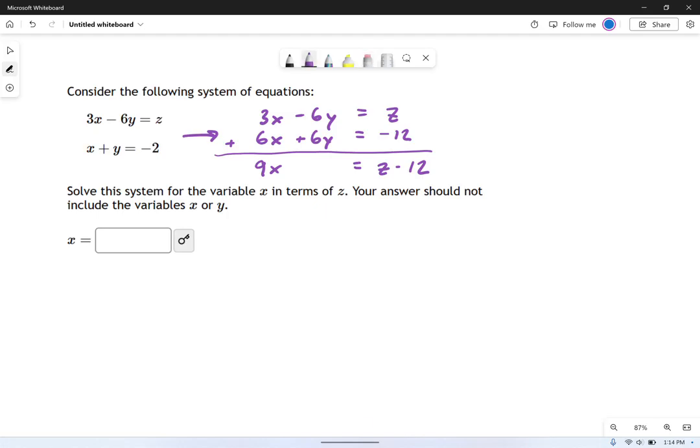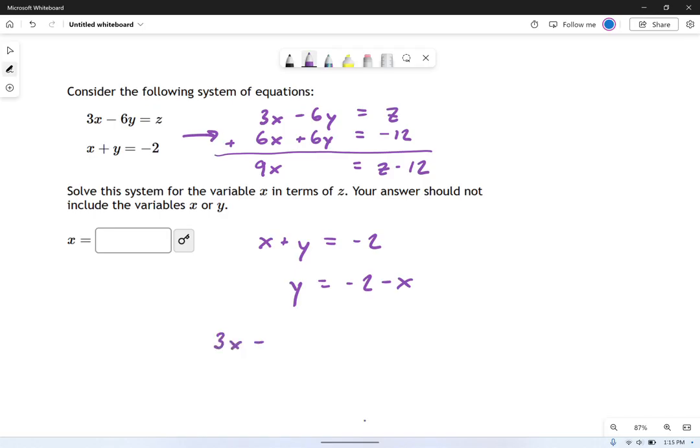I'm going to say, from that second equation, I'm going to rearrange it. I start with x plus y equals negative 2. And I'm going to say, you know what? I want to know what y equals. y equals negative 2 minus x. And now I'm going to stick that back into the first equation.